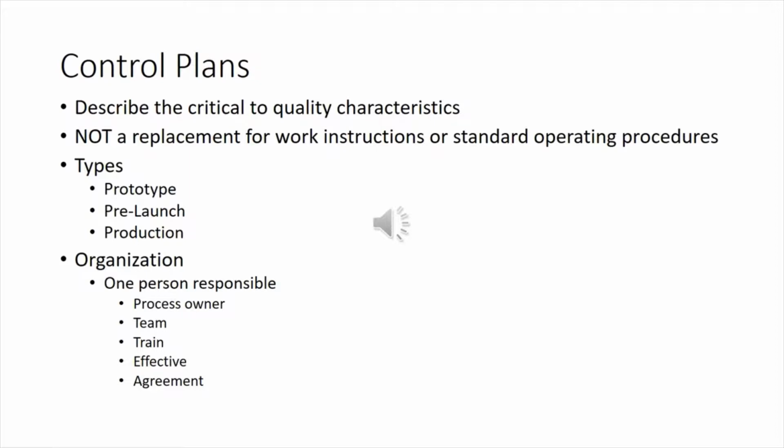Okay, control plans. So you've got all this work. How are you going to make sure it doesn't happen again? And there are different types. It's not a replacement for work instructions or standard operating procedures. This is what you put out there, either a document or whatever, to make sure it doesn't slip back into an unpleasant state. You can do the prototype, pre-launch, production, and the control plans will actually evolve with the process.